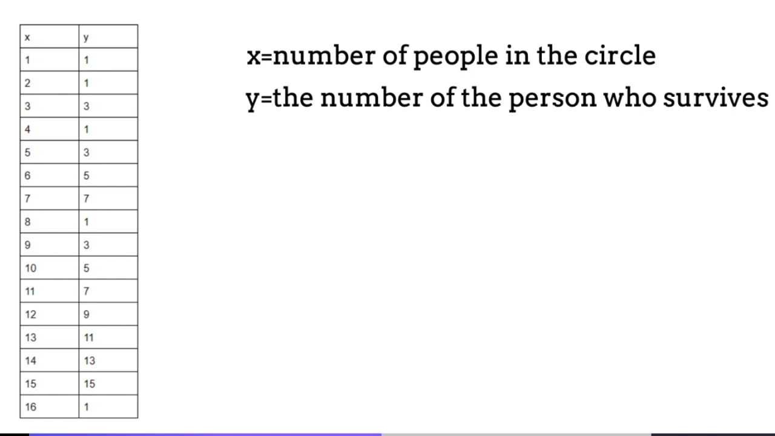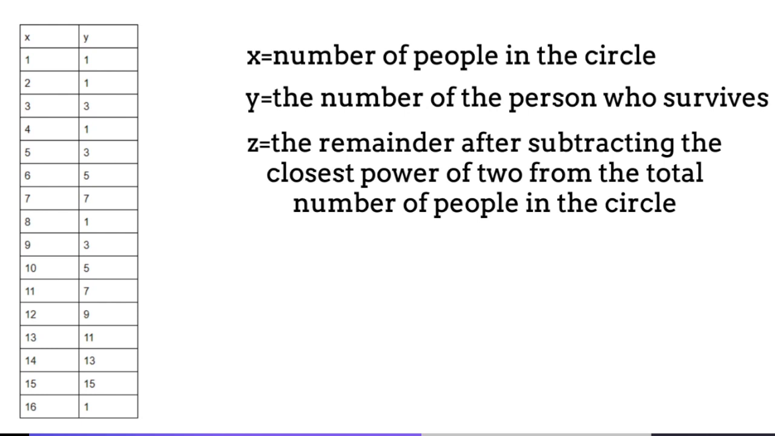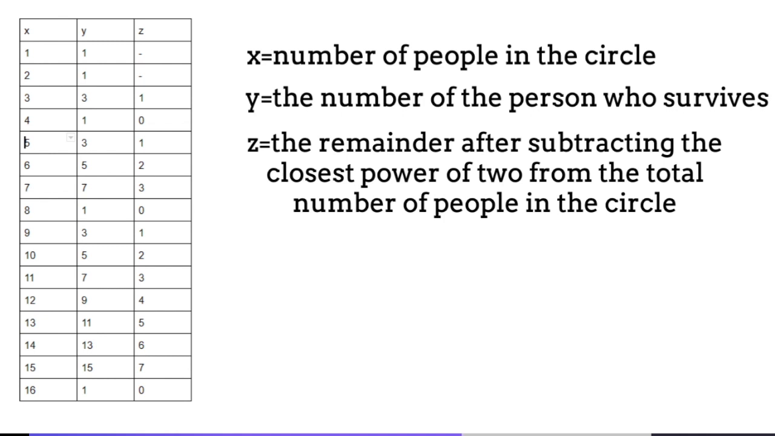Using this information, I decided to make a new variable, z, and I defined it as the remainder after subtracting the closest power of 2 from the total amount of people in the circle. And I created another data table with 16 values of z for the 16 values of x. Upon analyzing this table, I once again saw that all powers of 2 had a 0 for the z spot. And then when I compared the values of z and y, I found that there was a clear pattern. Any value of y is equal to 2z plus 1.